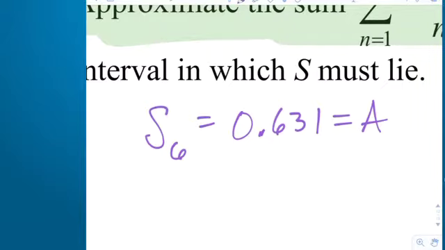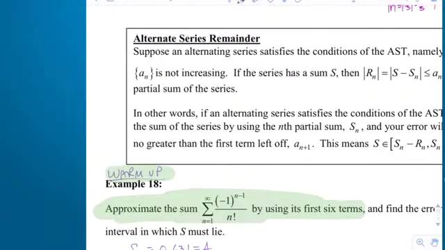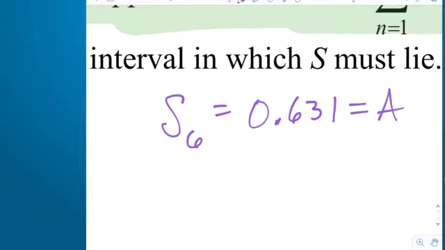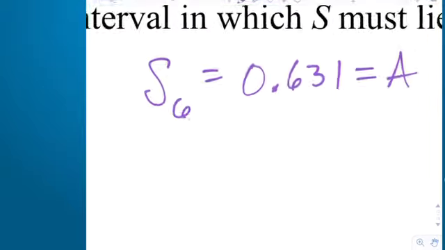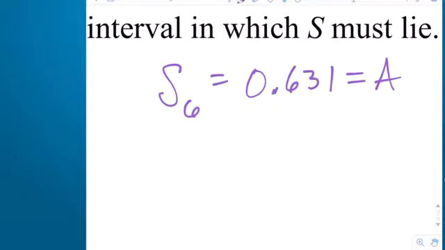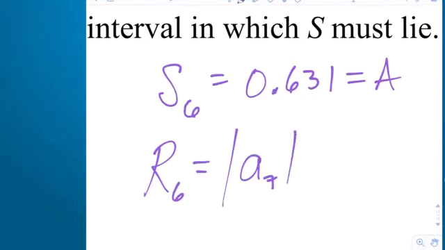But the alternating series remainder, or error bound, as they're also called, is this simple. If you use 6 terms to add up the partial sum, the error, or the upper bound, is going to be within the absolute value of the first unused term. So we would call that R sub 6. That's the remainder using 6 terms. It's going to be the absolute value of the 7th term. It's always the absolute value of the first unused term.